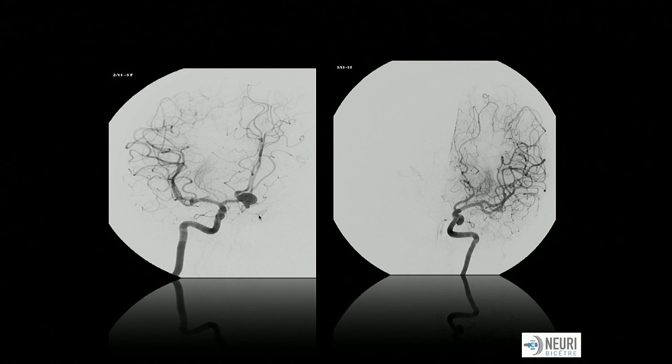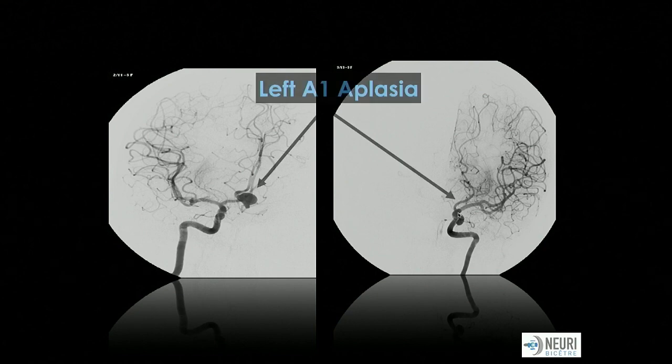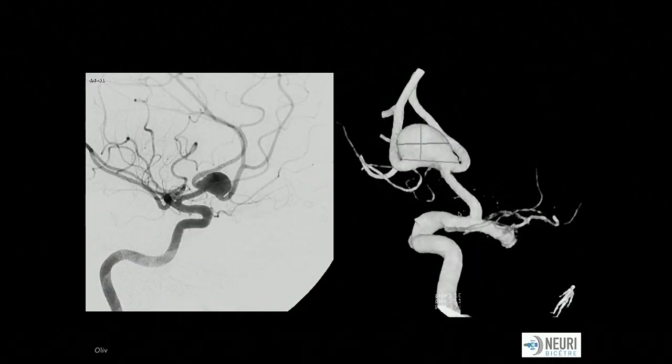This is an ACOM aneurysm fed by the right A1. There is no left A1. And this is the 3D projection. And as you can see, there is absolutely no neck. You can say that the neck is wider than the sac of the aneurysm itself.